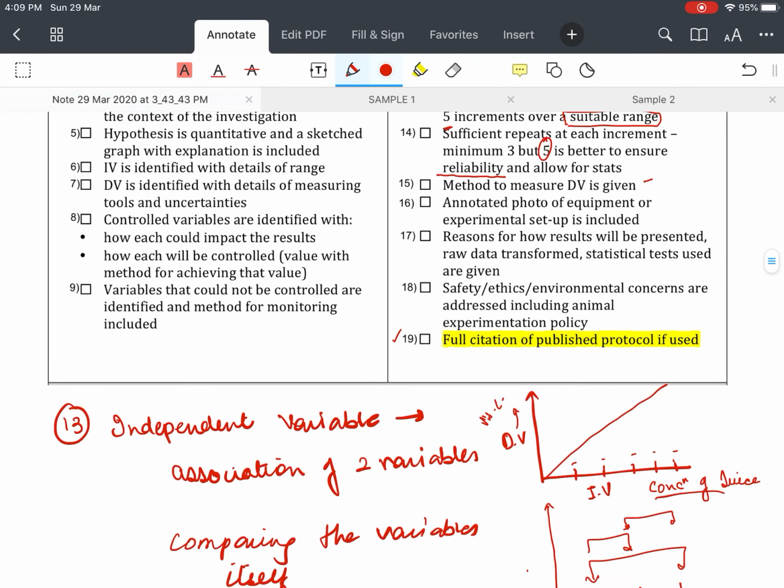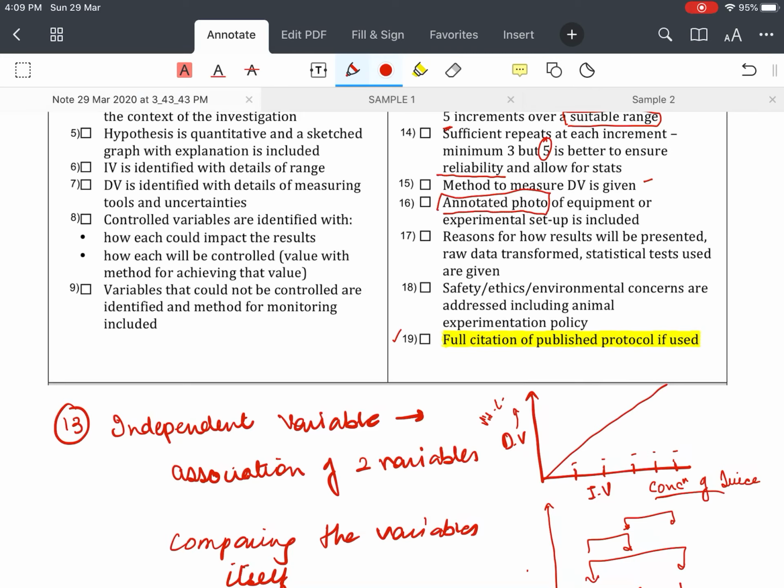Method to measure the DV is given in the steps. It should be very clearly mentioned in your method, if you are calculating the rate, what did you do, if you are counting the number of bubbles and looking at the rate. So all these things should be mentioned in your procedure clearly.